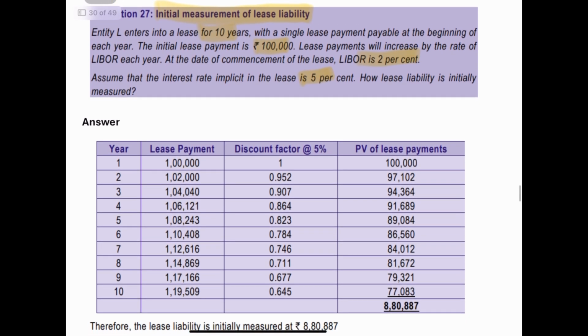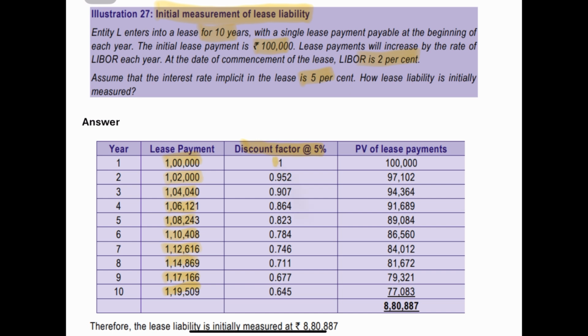Okay, so here it's given that the lease payment is 100,000 initially, and every year the lease payment is increased by 2%. So the second year it will be 1,02,000, and from there 1,02,000 plus another 2% will become 1,04,040. So like that every year 2% is increased, and the final 10th year rent payment will come to 1,19,509. So these are the various lease rentals being paid year on year. And it's given that the discount rate is 5%. So the discount factor will be applied to determine the present value of all these lease payments.